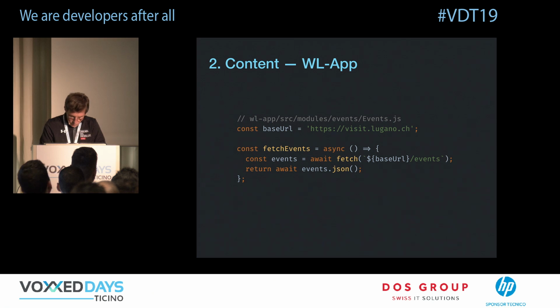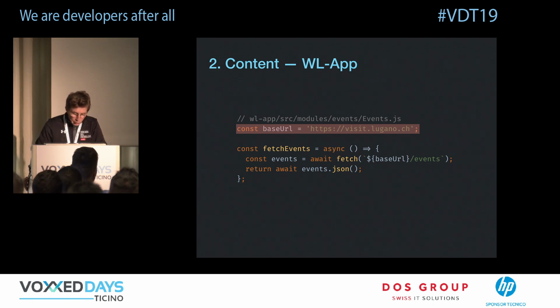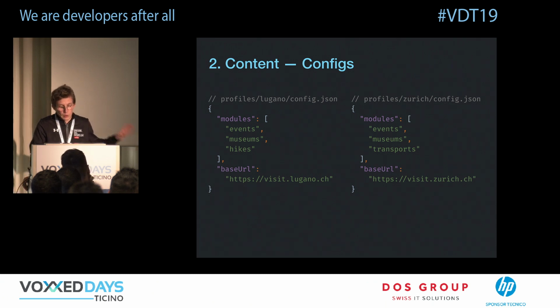But again, there's something that bothers me, and it's almost the same as before. Once again, we have as a base URL visitlugano.ch. And this doesn't work for Zurich, of course. We have to change this base URL, and it's not really neat. So we want to find a way to fix this problem. To do that, we once again open our configuration file, and we add a base URL field here. For Lugano, we will point towards visitlugano.ch. For Zurich, visitzurich.ch.